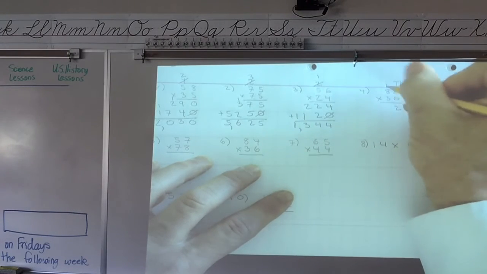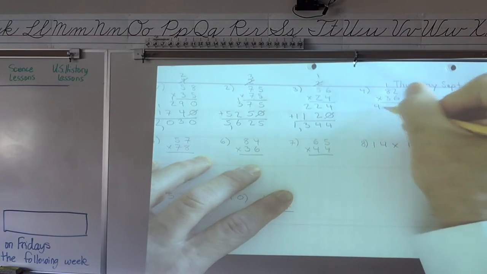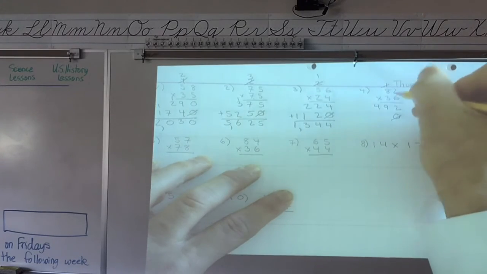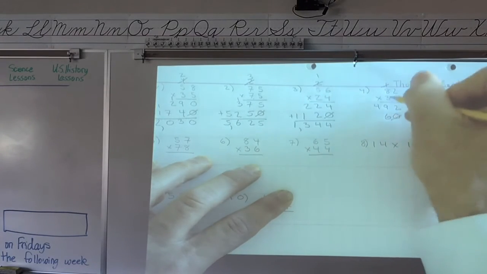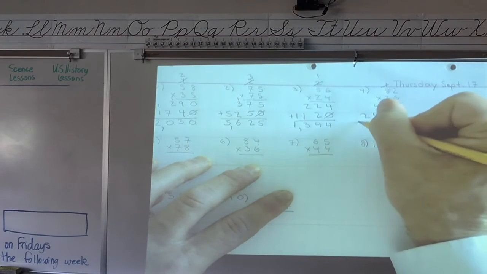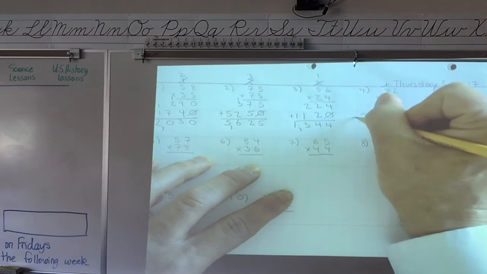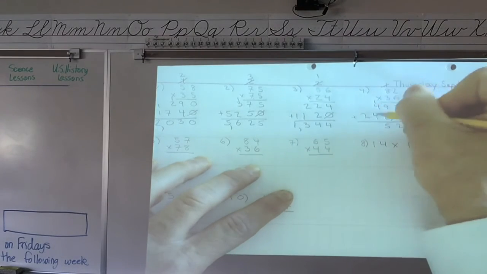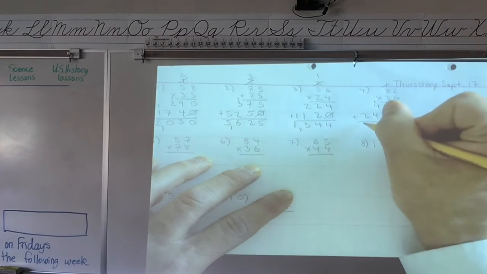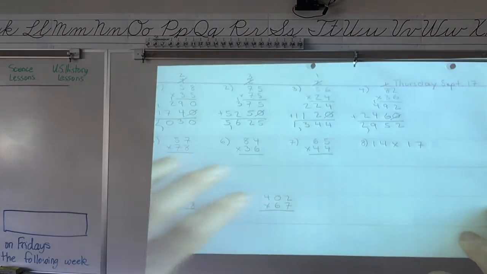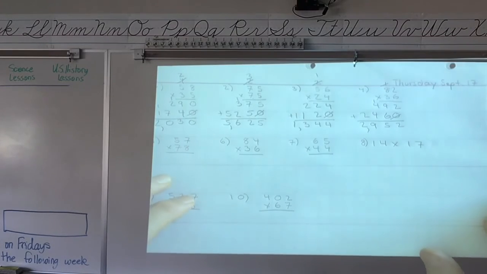Next one, 2 times 6 is 12. 6 times 8 is 48, plus 1 is 49. Cross that off, shift. 3 times 2 is 6, 3 times 8 is 24. Add the partial products up, and we get 2, 15, and so on. 2,952. Next one.